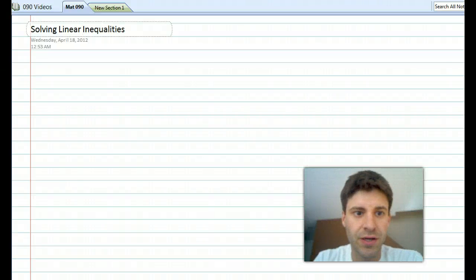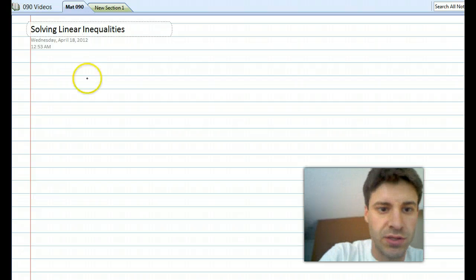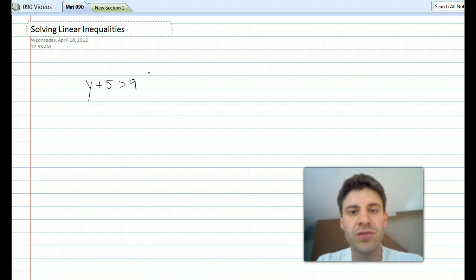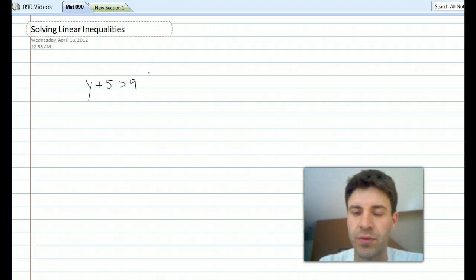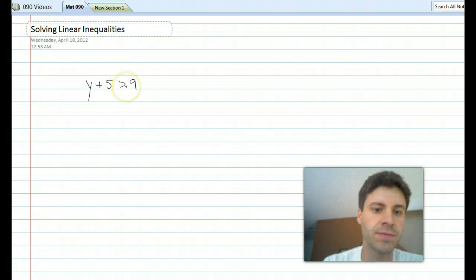In this video, we're going to be talking about solving inequalities. Now let's start with a really simple one. Let's start with y plus 5 is greater than 9. This looks just like one of those equations that we were solving in previous videos. The only difference is we don't have an equal sign anymore. We actually have a greater than sign in this case.